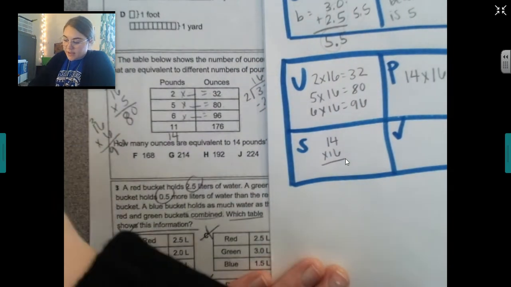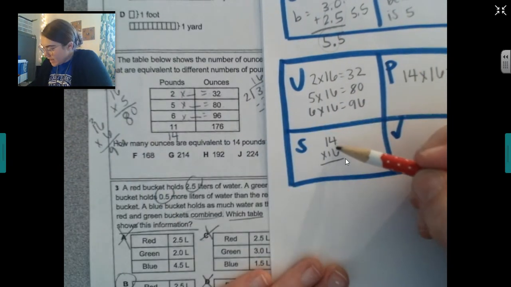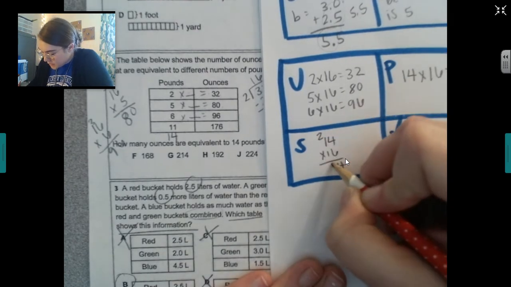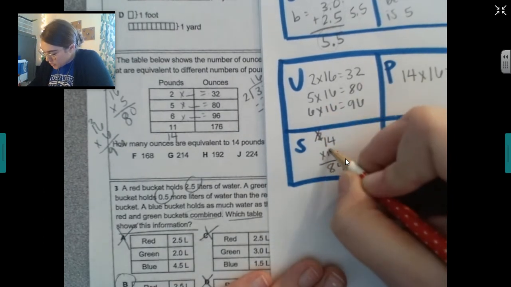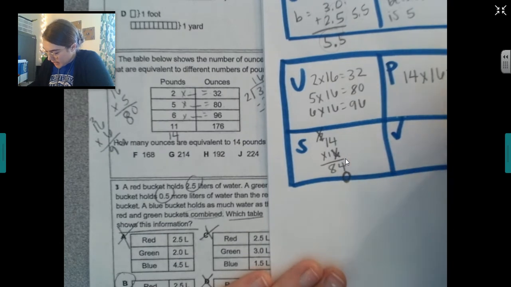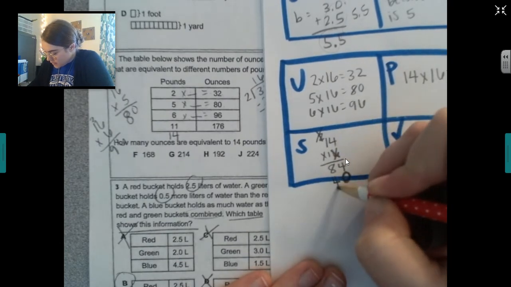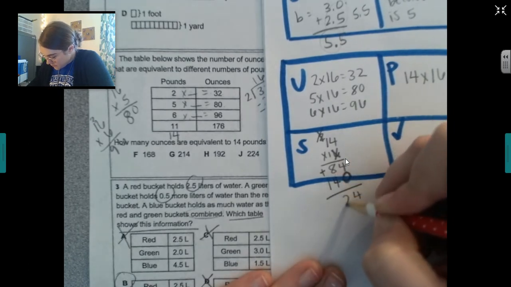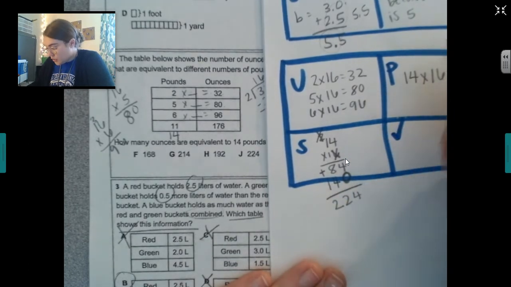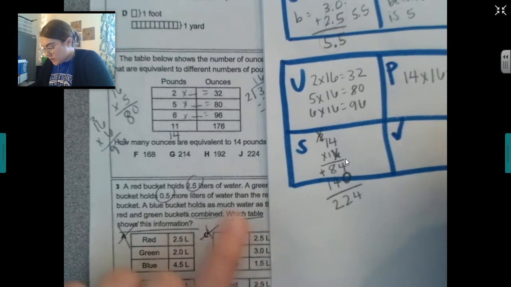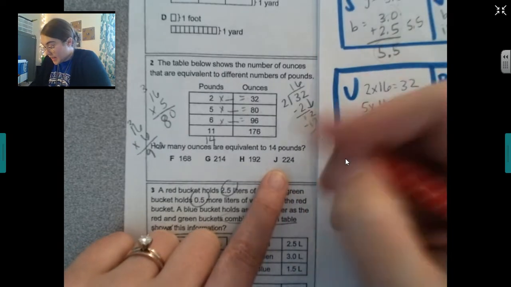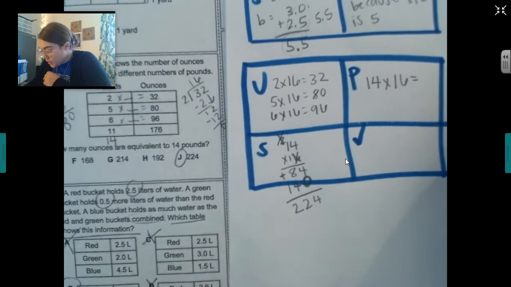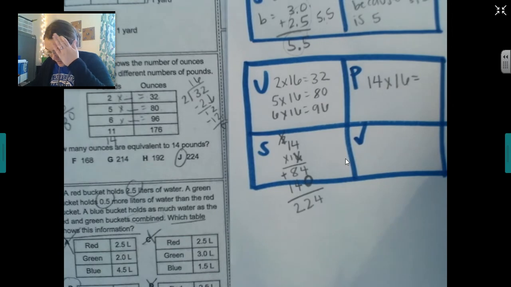Okay, so when I get 14 times 16, 6 times 4 is 24. 6 times 1 is 6, plus 2 is 8. Then I'm going to scratch, lay an egg. 4 times 1 is 4, and 1 times 1 is 1. Then you add them together. I got 224. So is that an answer choice here? Yes, it is J, 224.